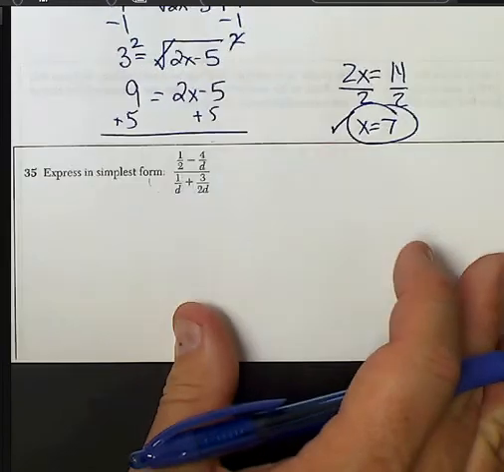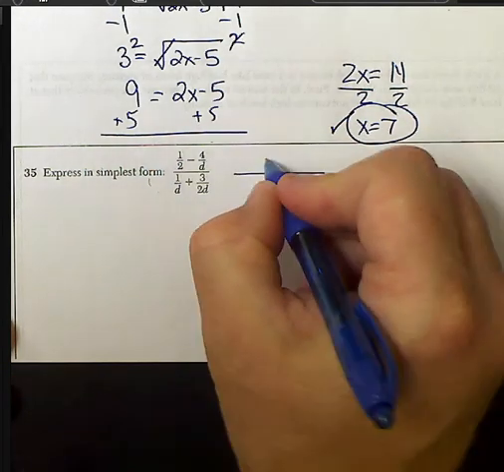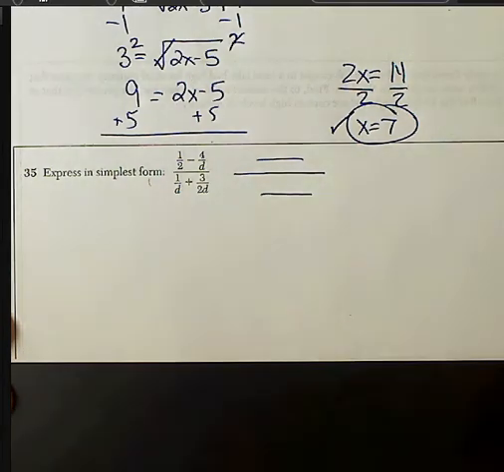Last and final question from worksheet number 3. Complex fraction question. Remember, when you're dealing with a complex fraction, there are 2 parts to it. You have to first simplify the numerator and denominator, and then you do your keep, change, flip.